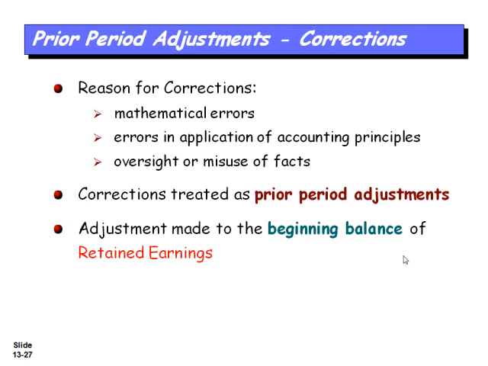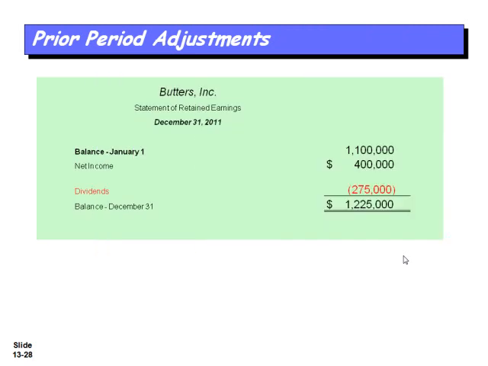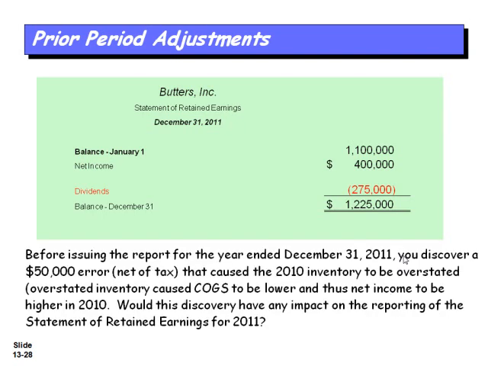If they make huge errors, they have to recast the whole statements. But for smaller errors, they do prior period adjustments, and they make those corrections to the beginning balance of retained earnings. So let's take a statement of retained earnings for Butters Company, Butters Inc. Beginning balance, as a review, beginning balance plus net income minus dividends equals ending balance.